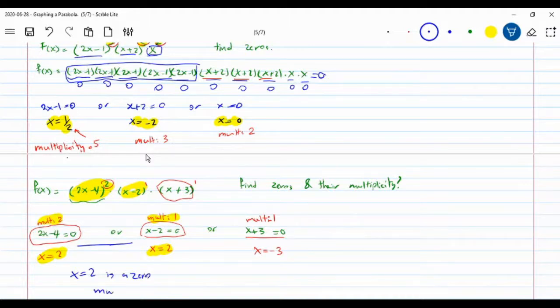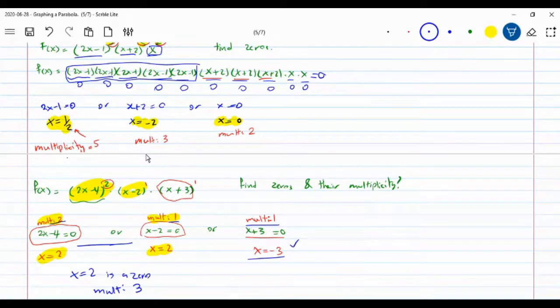With what multiplicity? It shows up twice as a solution here, one time here, so therefore the multiplicity of that is 3. And x equal to -3 only shows up as a solution one time, so it has multiplicity 1. So this is totally fine.